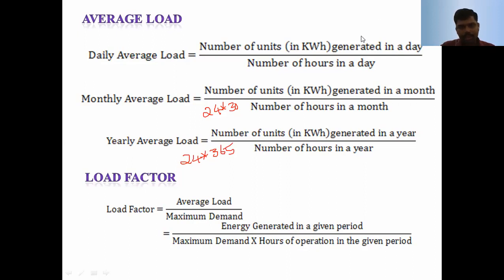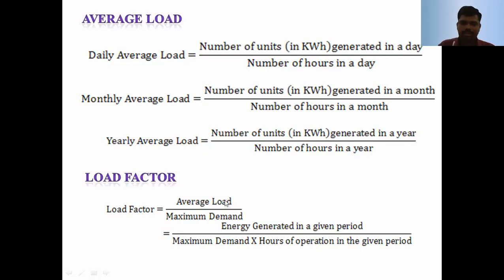The average load is defined as the ratio of the number of units generated in a given period to the number of hours in that period. We can consider it as the daily average load, monthly average load, and annual average load. For the daily average load, the hours are 24 hours into 1 day. For the monthly average load, it is 24 hours in a day into 30 days in a month. For the annual average load, it is 24 hours in a day into 365 days in a year.